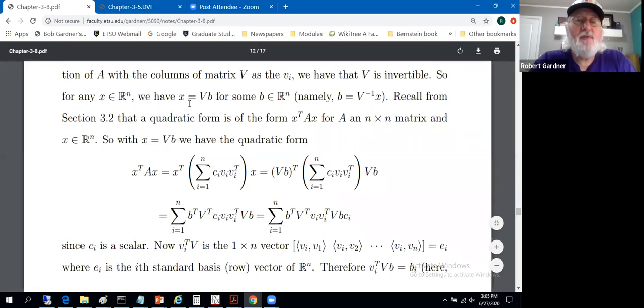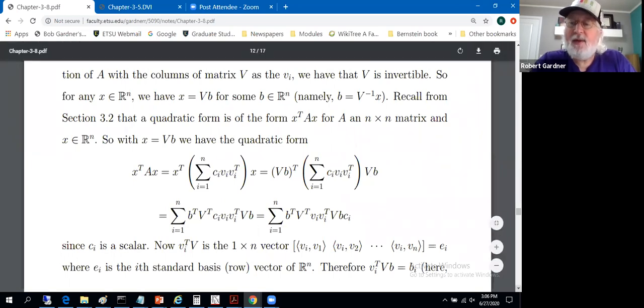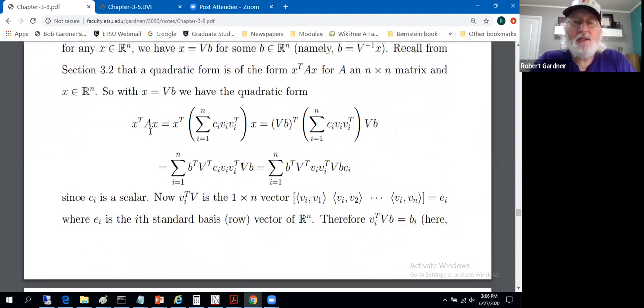So if we take X equal to VB, as given up here, then we can take that quadratic form, X transpose AX. Matrix A can be written in terms of its spectral decomposition. Vector X can be written as VB on both sides. So we get this kind of substitution here. VB transpose is B transpose V transpose. Transpose them both, reverse the order, stick them inside that summation. Let's stick the VB on the right-hand side inside that summation as well. All right, so this quadratic form has come down to something of this type.